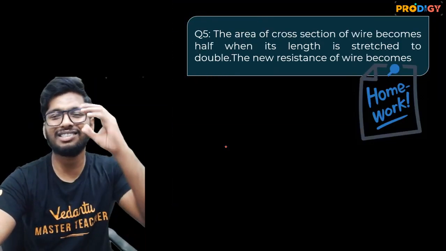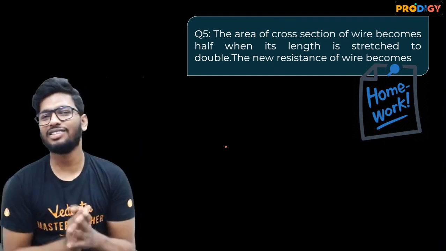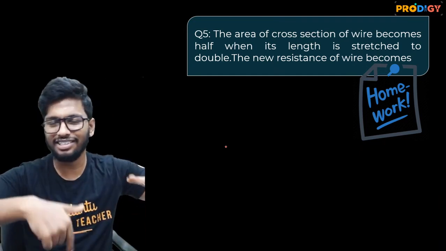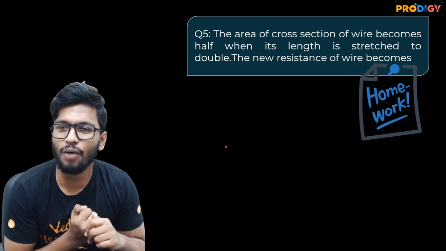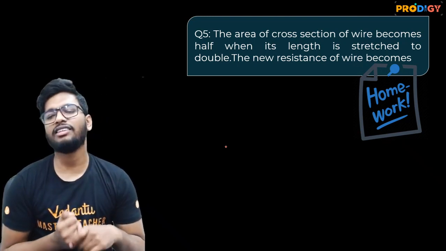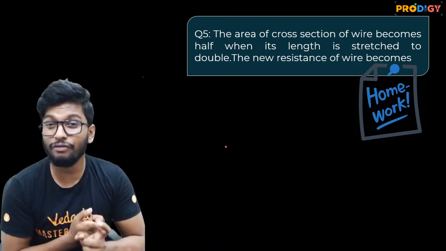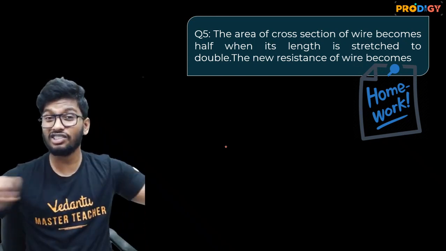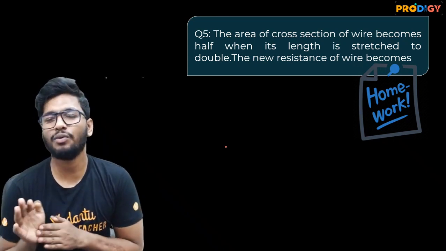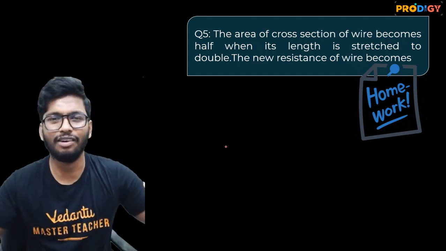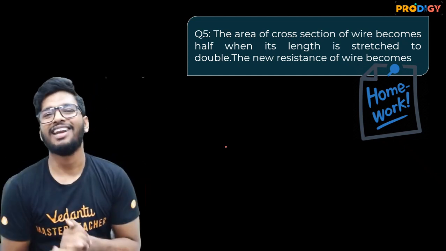And this, my friends, is your homework for today. Let me know the answer to this question in the chat box, in the comment section. The question is this: the area of cross section of a wire becomes half when its length is stretched to double. The new resistance of the wire is what? The area of cross section becomes half when the length is stretched to double. What is the new resistance? Find it out. Let me know the answer in the comment section. Let's see who gets it right.